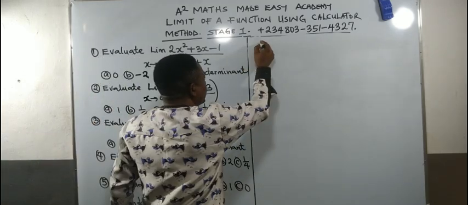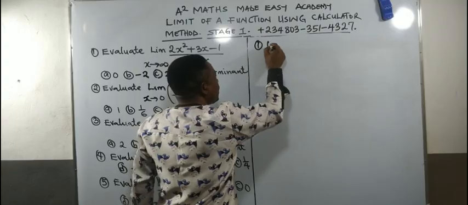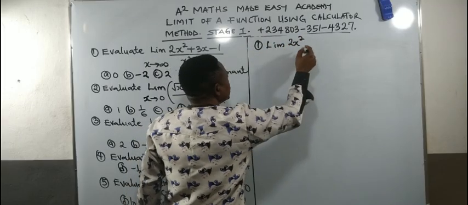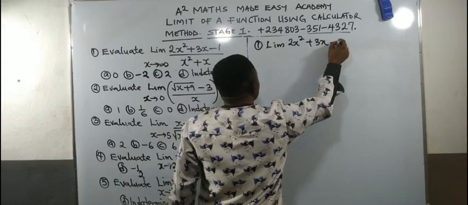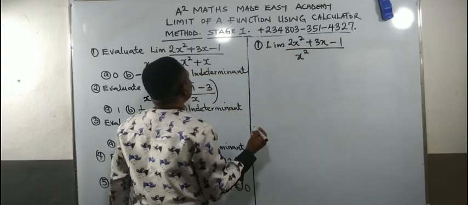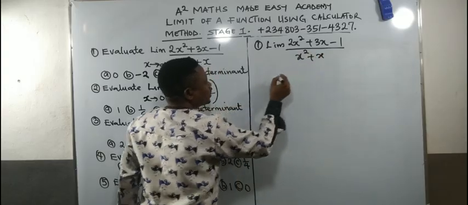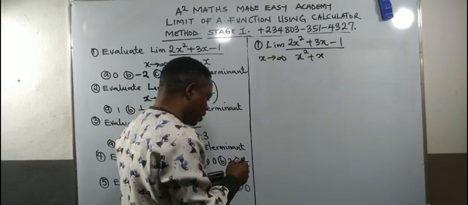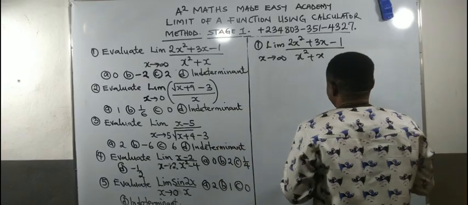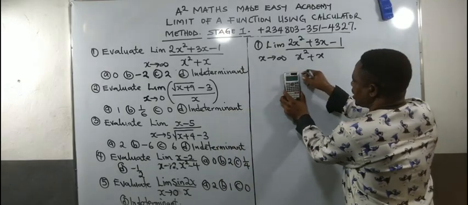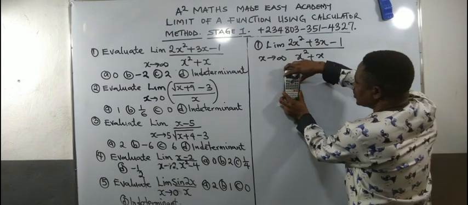First thing, can we write the question? Number 1, limit of 2x raised to the power of 2, plus 3x minus 1, all over x raised to power 2 plus x, as x approaches infinity. Now, can we solve this problem? Look at the calculator. I'm using the Casio fx-991EX Plus. So this is the calculator.